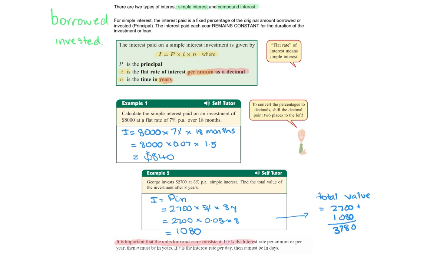It's really important that the units for R and N are consistent. If R is the interest rate per annum, or per year, then N must be in years as well. If R is the interest rate per day, then N must be in days as well. And we'll do some more work on that.